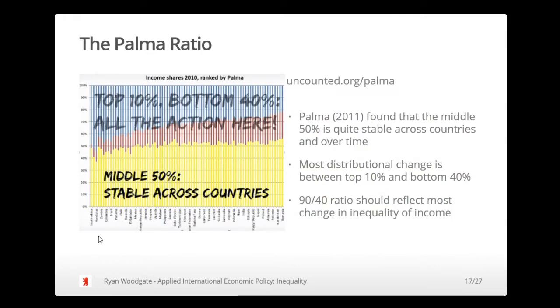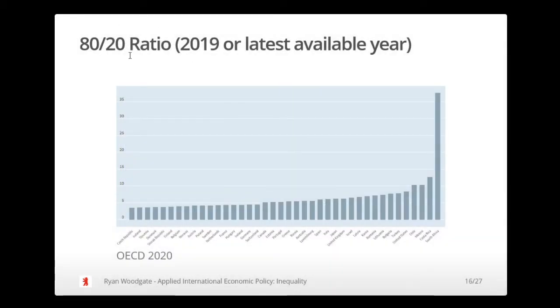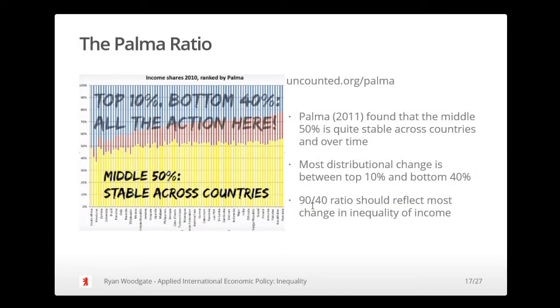Another interesting and useful measure is what's called the Palma Ratio. Essentially, this is another ratio like 80 to 20, but in fact, it is now the top 10% relative to the bottom 40%. So you divide the income of the top 10% by the bottom 40%. Why this ratio in particular?